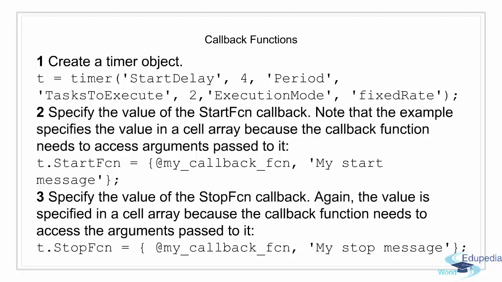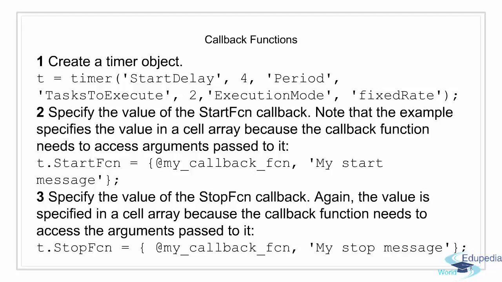Second is where you will be assigning a value to the start callback function. You will be using the cell array to assign the handle and also pass the appropriate argument with it. In the example shown, I have used the property start function as a dot notation, t.start function, and passed my function handle and argument in a cell array.